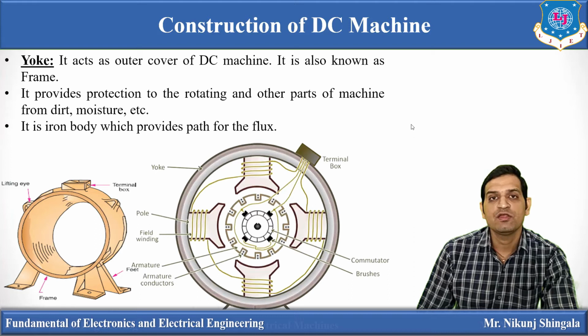It is an iron body which is made up of low reluctance material, so flux can easily pass through it, and it provides the path for the magnetic flux produced by the field winding. Material used for the yoke is cast iron, cast steel, silicon steel.